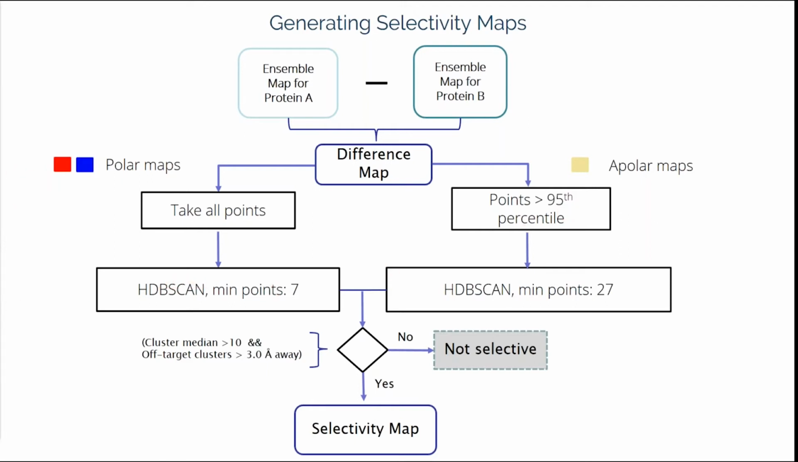Features are then detected in the maps using the HDBSCAN algorithm, and the different numbers of minimum points per cluster reflect the differences in the sizes of the features. So that's as the apolar features tend to be much larger and more dispersed. And then clusters are scored by taking the median hotspot score value of all the points in the cluster. And there is also a condition that selective features need to be a minimal distance away from features of the same probe type that confer off-target selectivity. So those can't be physically in the same space.